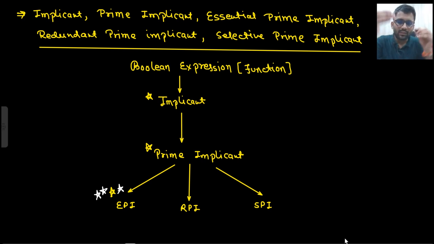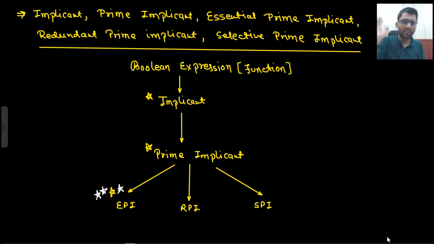Like this hierarchy I have written, these are all the subsets. There will be one Boolean expression, a subset of that will be implicant, a subset of that will be prime implicant, and then you will get essential prime implicant, redundant prime implicant, and selective prime implicant. The most important one is essential prime implicant. If some question is coming from this chapter, then it would be coming from essential prime implicant only. So that is very important.